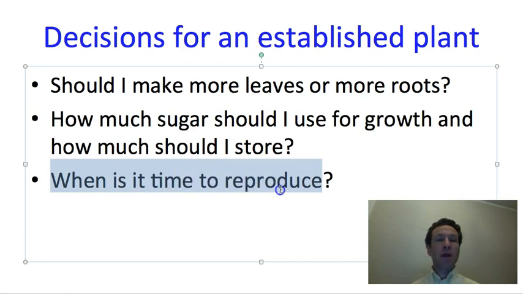And something that plants save resources for is reproducing. This is costly because making flowers and fruits and seeds require both energy and nutrients. So a plant needs to decide, is this the appropriate time to do it, based both on the nutrient reserves in the plant and also on the environmental conditions.